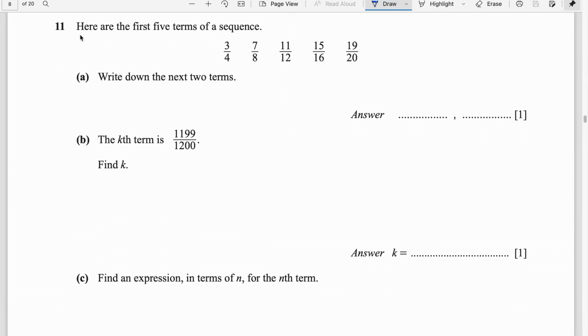Question number 11. Here are the first 5 terms of this sequence. Write down the next 2 terms. So this is 3 plus 4, 7. 7 plus 4, 11. 11 plus 4, 15 plus 4, so 19 plus 4 is 23. And 23 plus 4 is 27. And this is table of 4: 4, 8, 12, 16, 20, 24 and 28.